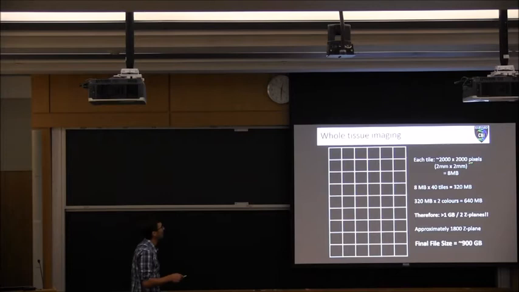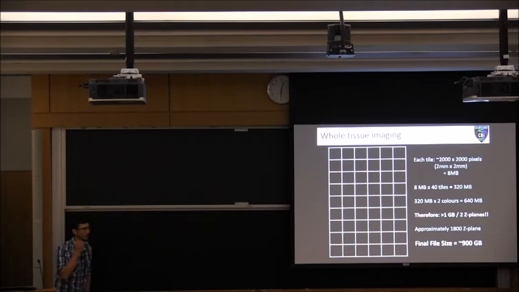So if we go back to this 5x objective, we're doing 40 tiles, two colors. This ends up being about a terabyte per frame. Usually somewhere between half and a terabyte, depending on whether you've got one color or two colors. So what do we do with that?